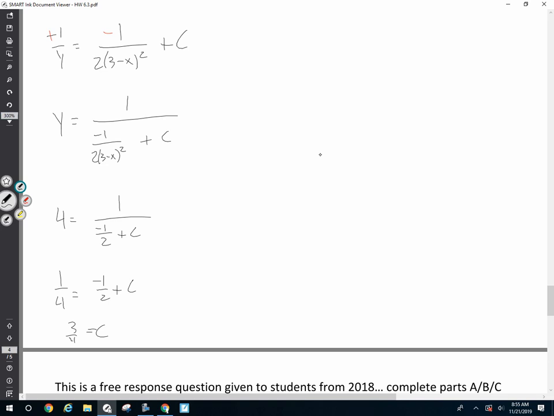All right, now watch. So I'll have y equals 1 over (negative 1 over 2 times (3 minus x) squared plus 3/4).